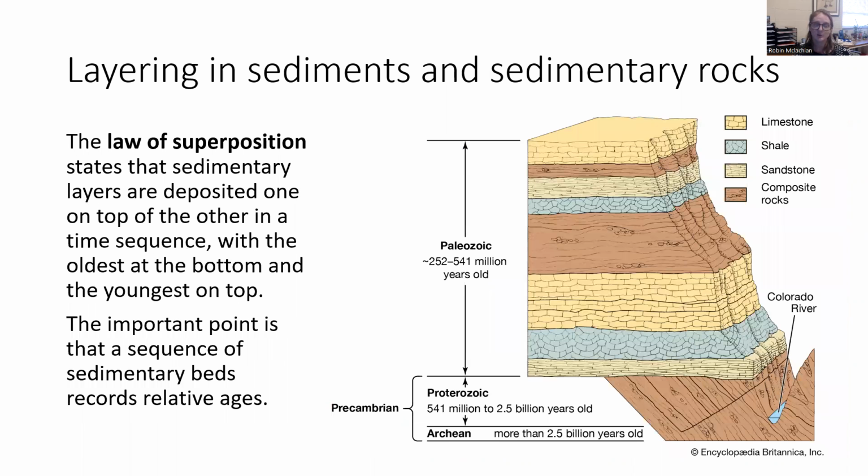And because of the law of superposition that states that the oldest material is deposited first on the bottom and the younger material is deposited progressively on top of that, we can go to a place like the Grand Canyon, start from the bottom, read upwards going forward in time, and know exactly how this environment changed over time.